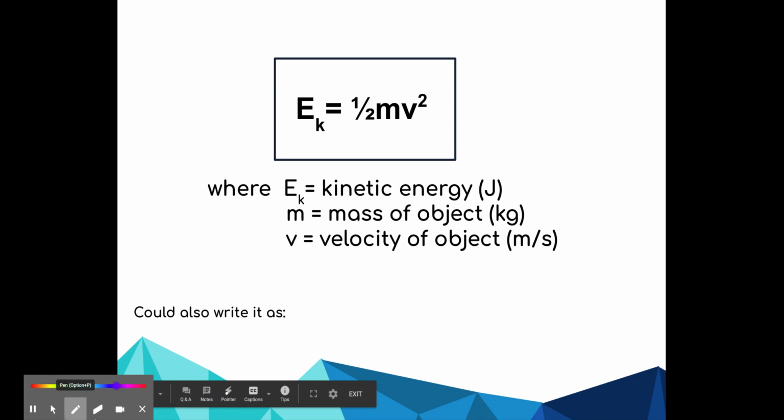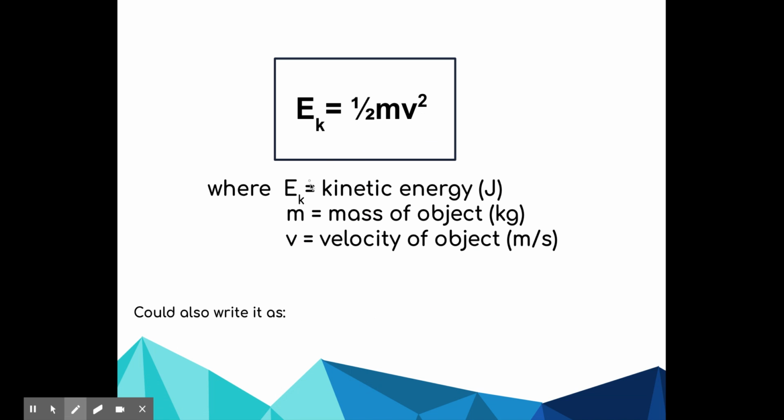So our formula for kinetic energy: EK is equal to 1/2 mv squared. EK stands for kinetic energy. The unit is joules. M stands for mass. Unit is kilograms. So if you get a question in grams, you have to convert it to kilograms. And velocity of an object is in meters per second. For this year, we're going to keep your velocity in meters per second, but in Physics 20, you will see questions in kilometers per hour and have to convert them.